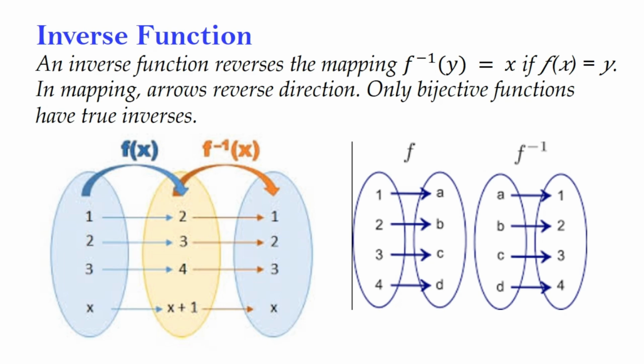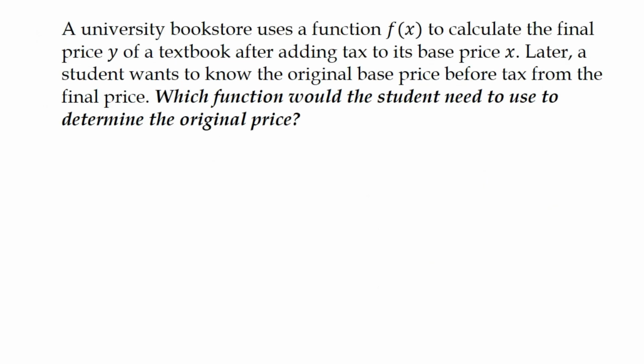A university bookstore uses a function f(x) to calculate the final price, y, of a textbook after adding tax to its base price, x. Later, a student wants to know the original base price before tax from the final price. Which function would the student need to use to determine the original price? To find the base price from the final price, the student would need to reverse the process, which involves using the inverse function.